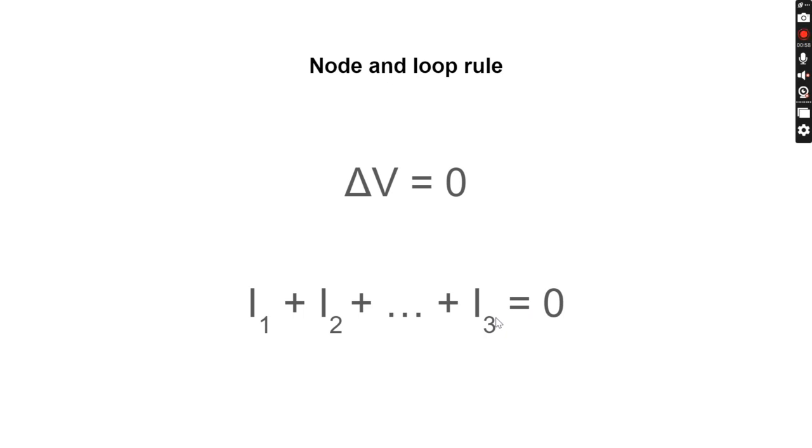the current coming out. And the loop rule is essentially a conservation of energy statement that comes out of the fact that electric fields are path independent, meaning that any closed loop that you draw within a circuit must have a net voltage change of zero. And so using these two, we can easily make predictions about what simple circuits are going to do.